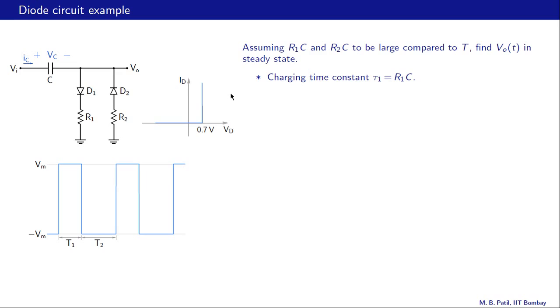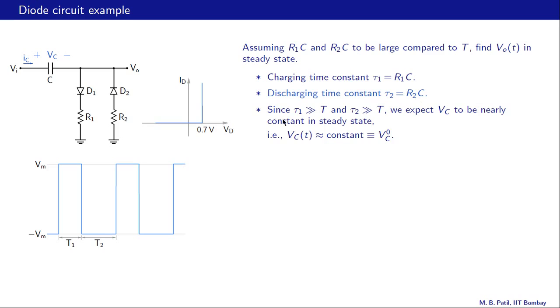Charging time constant tau1 equal to R1C, as we have already seen. Discharging time constant tau2 is R2 times C. And since tau1 and tau2 are both much greater than T, the period of the input waveform, we expect Vc to be nearly constant in steady state. And why is that? What is the meaning of tau1 much larger than T?